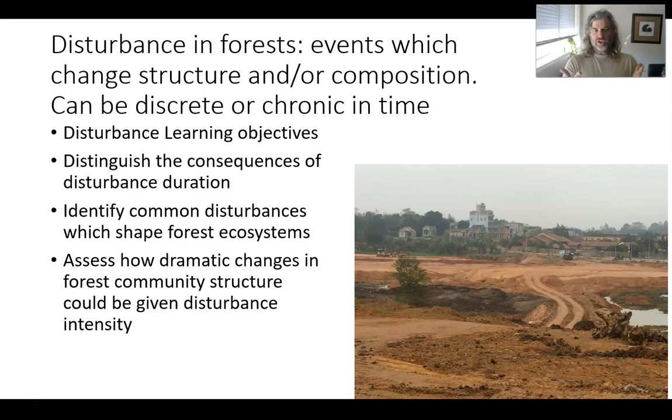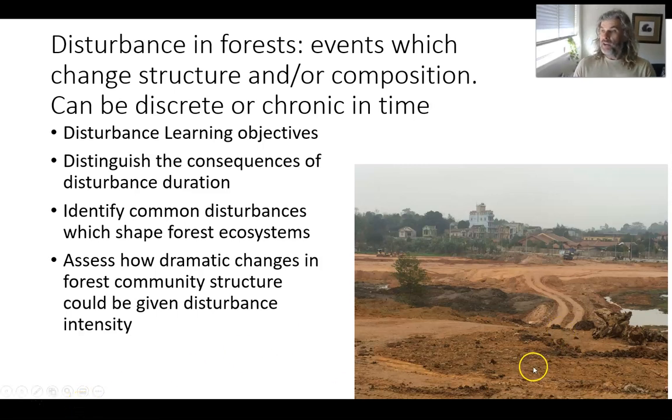Now, specific to disturbance learning objectives, I want to distinguish between the consequences of disturbance duration. So how long does the disturbance event last? Is it relatively discrete, or does it happen over a long time? That matters. We are going to identify some common disturbances which shape forest ecosystems. I think you can guess what they are. Some of them maybe not. And we're going to assess how dramatic changes in forest community structure can be given a disturbance intensity.